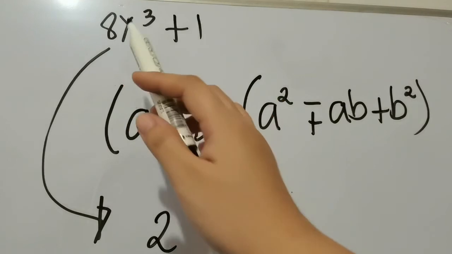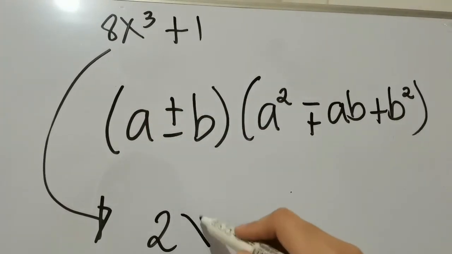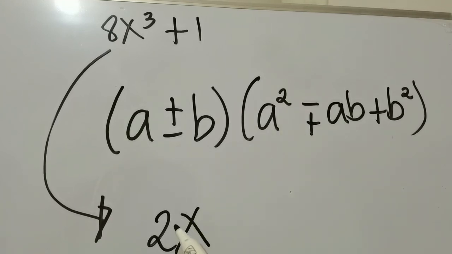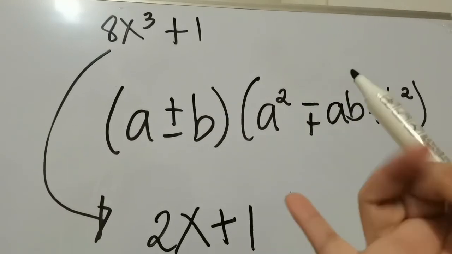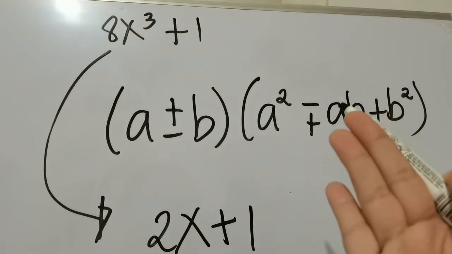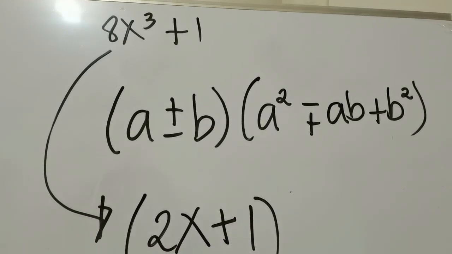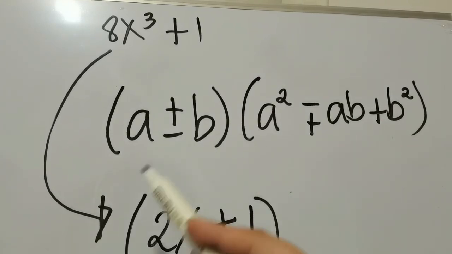Okay, how about the cube root of x cubed? Of course, x. So this one is the cube root of the first term. How about the cube root of the second term? The cube root of 1 is, of course, 1, positive 1, because 1 times 1 times 1 is equal to 1. So this one is the first factor. We already have the a plus or minus b.